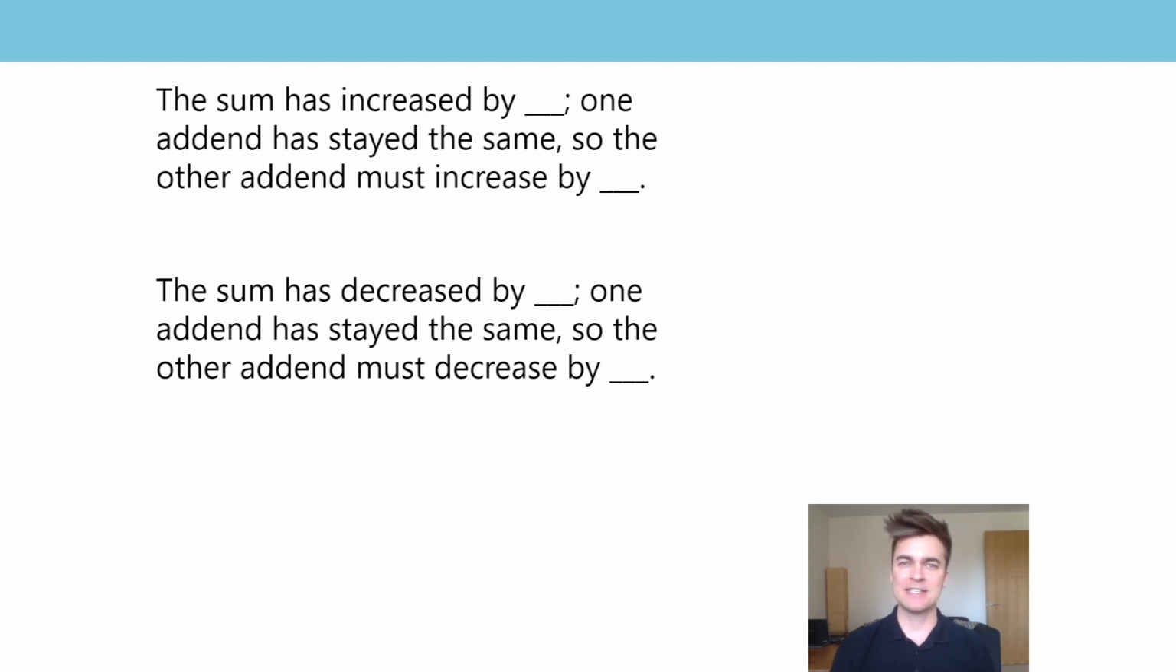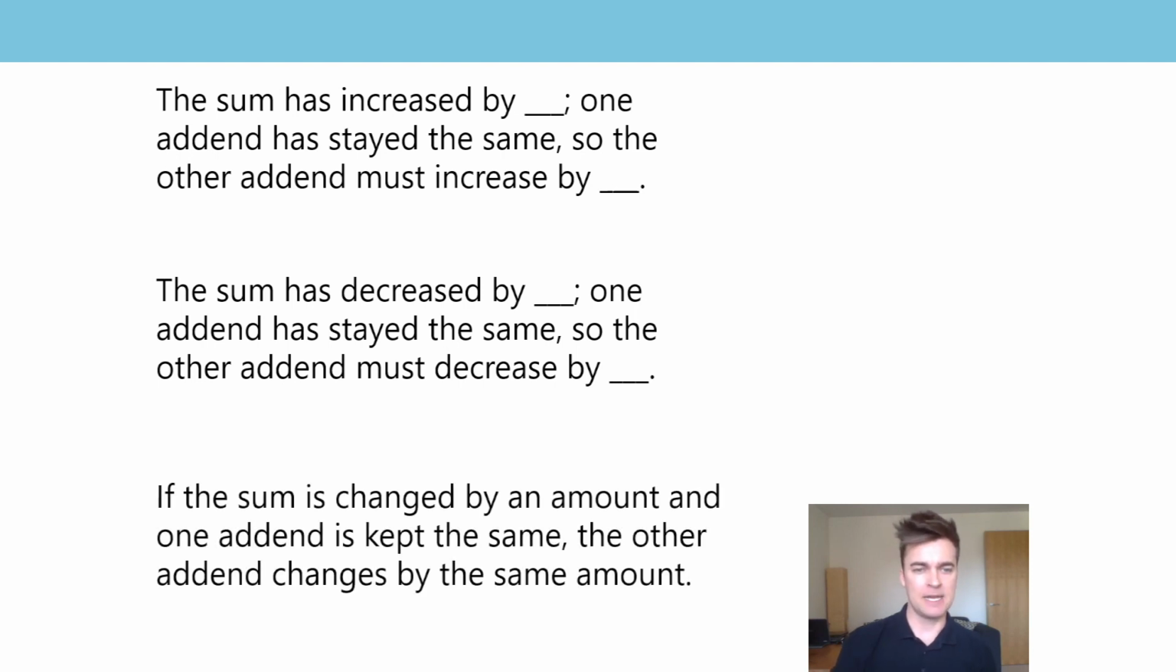Okay, so here's a sentence that I've written. I'd like to have a go at reading it with you. On 3, can we read it together? 1, 2, 3. If the sum is changed by an amount and one addend is kept the same, the other addend changes by the same amount. And that change can be an increase or a decrease. Let's use this sentence with our next problem.